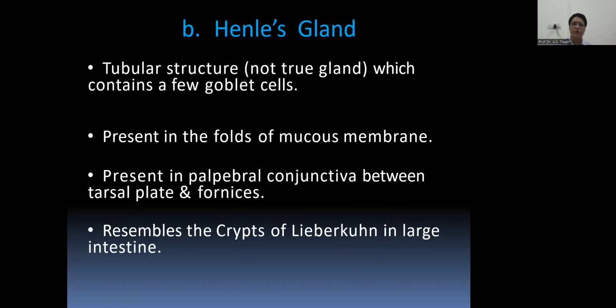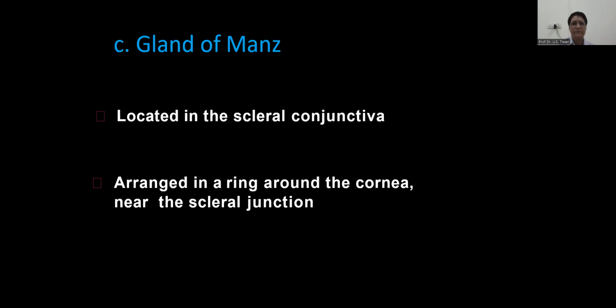Glands of Henle are tubular structures. They are not true glands, as I said earlier. They contain a few goblet cells. They are present in the folds of the mucous membrane, that is the conjunctiva. They are present in the palpebral conjunctiva between the tarsal plate and the fornix. They resemble the crypts of Lieberkuhn in the large intestine. It is not a true gland, right?